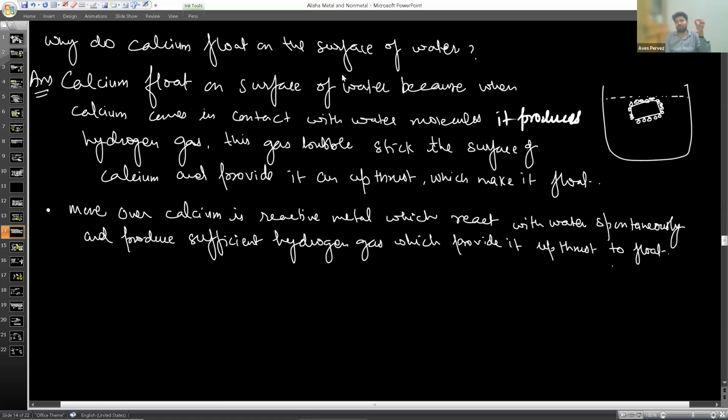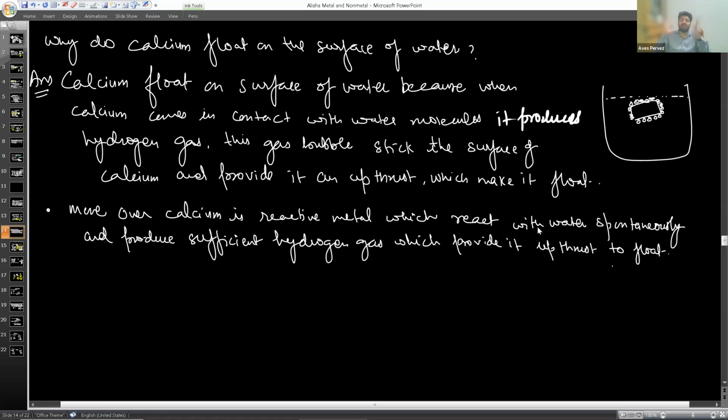Why does calcium float on the surface of water? Calcium floats on the surface of water because when calcium comes in contact with water, it produces hydrogen gas. It is not so vigorous that the hydrogen gas catches fire. It is moderately reacting and producing enough hydrogen that the bubbles of hydrogen stick to the surface of the calcium and let it float.